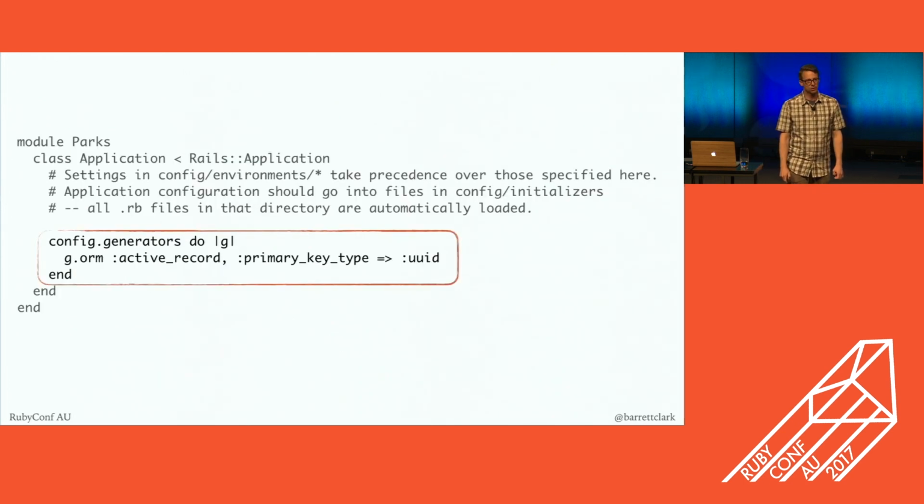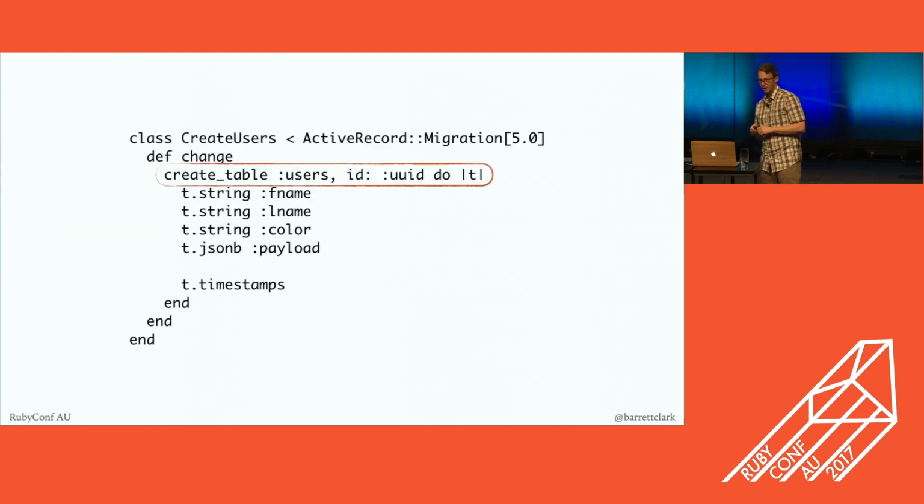We next need to tell our Rails app in the configuration file here, application.rb, that the migration generator needs to tell the migrations to set the primary key as a UUID, so that when we create our migrations, you can see there the ID is a UUID. And you can also see I've got a JSONB field for a payload.